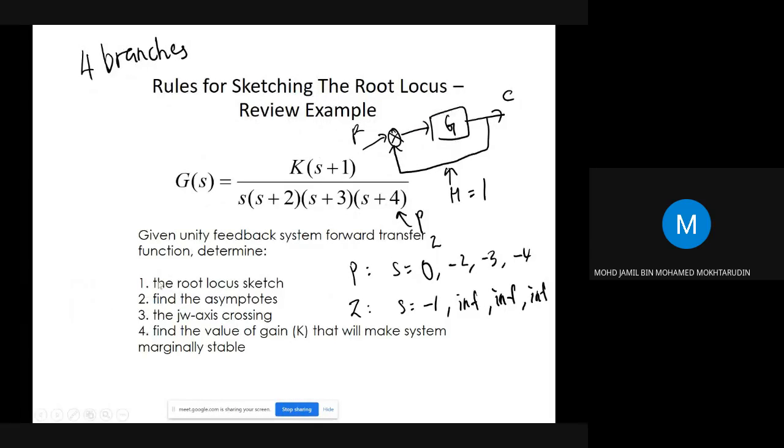Okay, sometimes the question in the final, they will give you what we call guided, okay? Guided means dia suruh cari asymptote, jw axis crossing, and then the value of K. Sometimes the question straight away asks you to sketch the root locus tanpa memberitahu nak suruh cari asymptote ke, jw axis crossing ke. Kalau soalan macam tu, kena cari semua lah. Okay, so you can try, but we will discuss more on this example next week, okay?